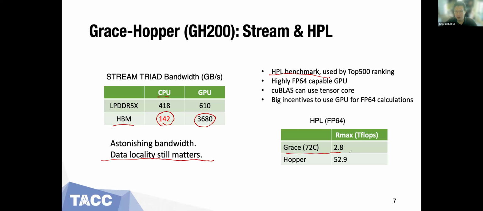So a single CPU can only give you 2.8 teraflops, whereas a single GPU, the Hopper GPU, can give you almost 53 teraflops per second, so almost 20x. So GPUs are really, really capable of doing double precision operations.